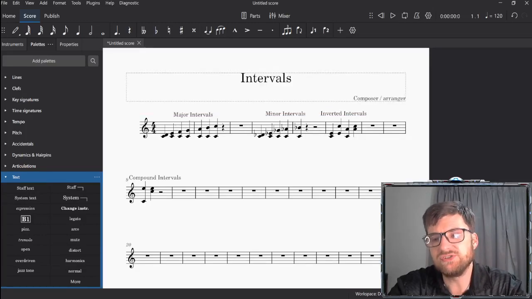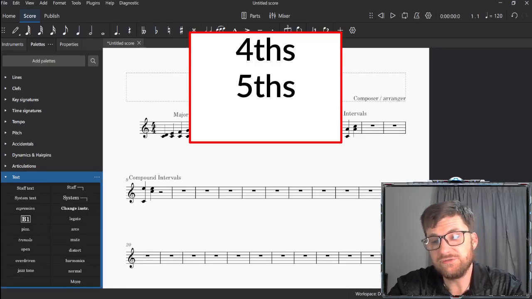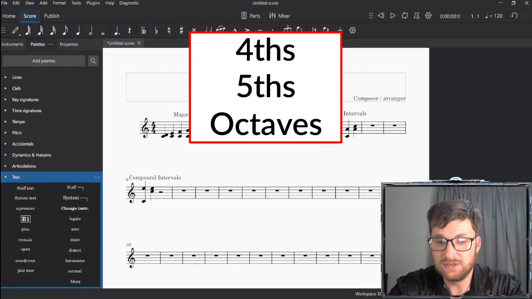The exception to this rule is if you're dealing with a perfect interval: a fourth, a fifth, or an octave. Major fourths and major fifths, better known as perfect fourths and perfect fifths, are perfect inversions of each other.